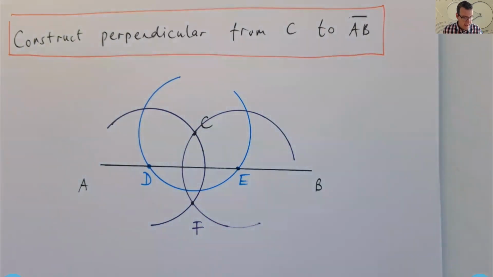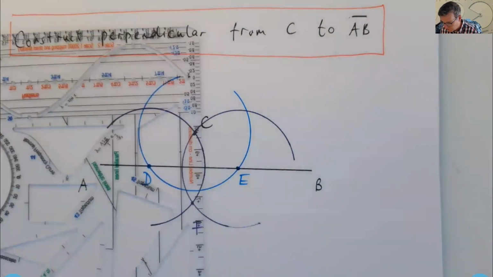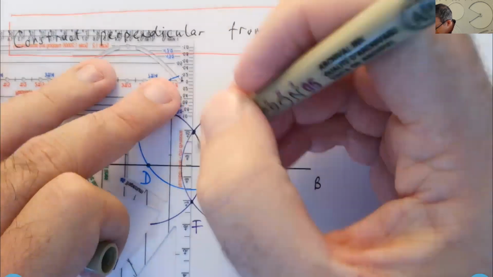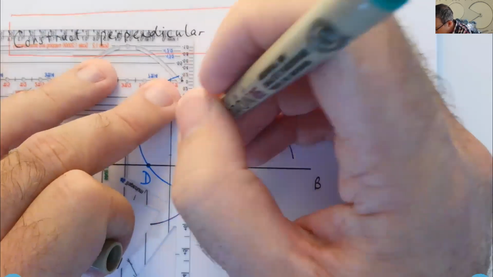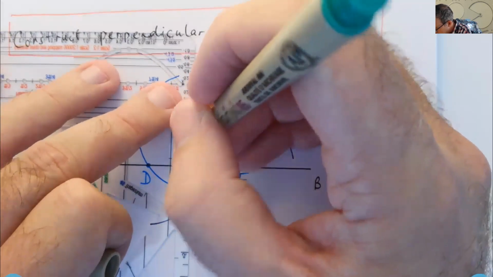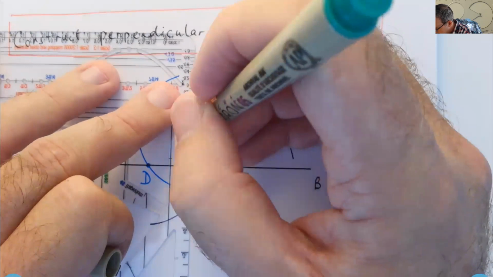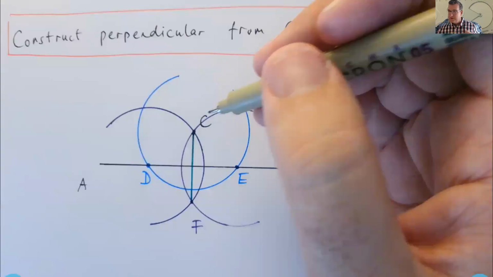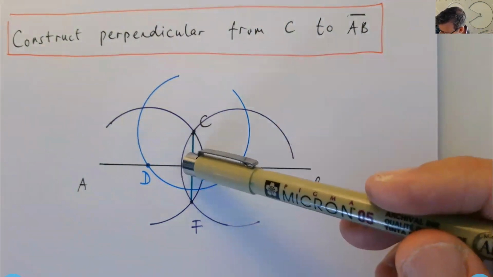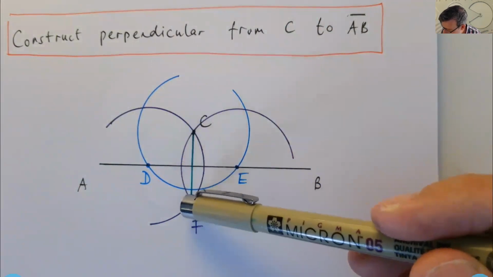Okay. And very last part, use the straight edge to draw in that final part. There we go. Okay. So that is the construction. I've continued it all the way down here to F.